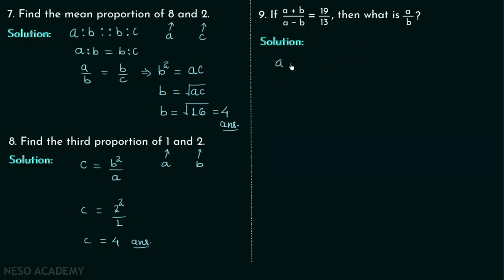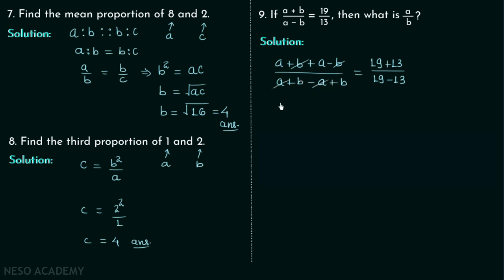So from the componendo and dividendo rule, we will have a plus b plus a minus b divided by a plus b minus a minus b, giving us minus a plus b. The same thing we will do on the right hand side. We will have 19 plus 13 divided by 19 minus 13. Plus b and minus b will cancel out. A and minus a will cancel out.